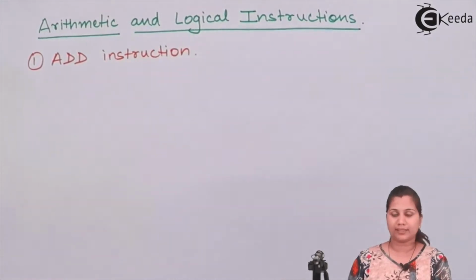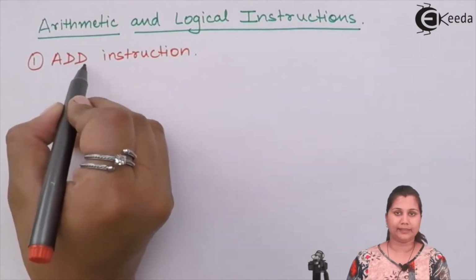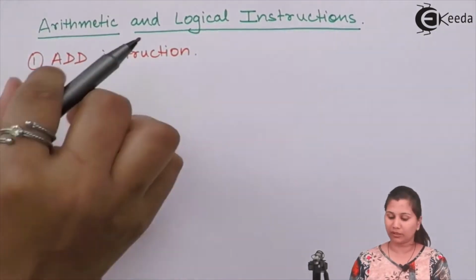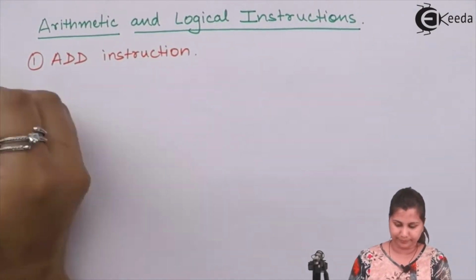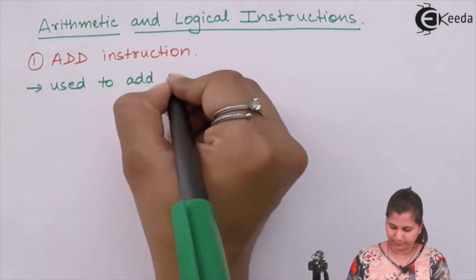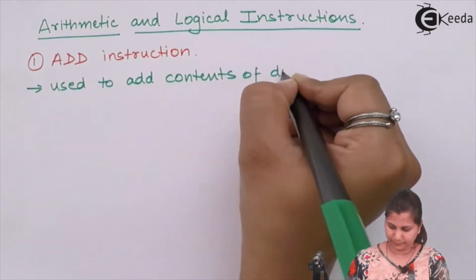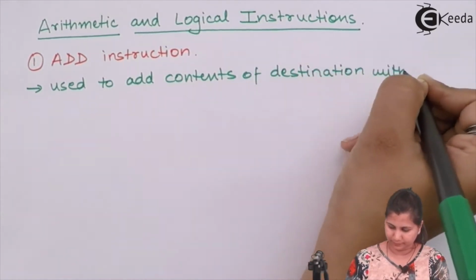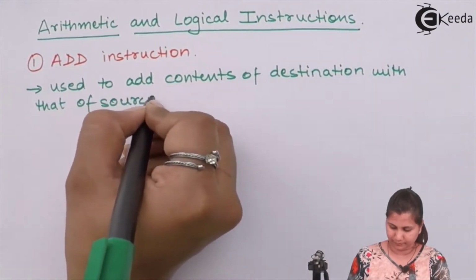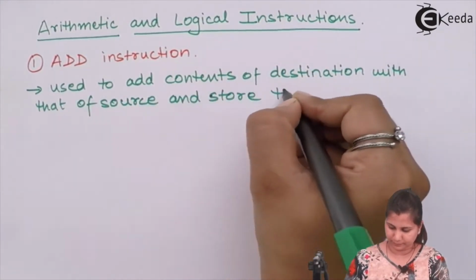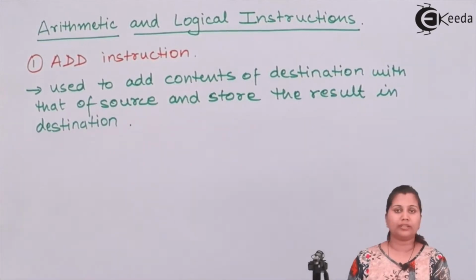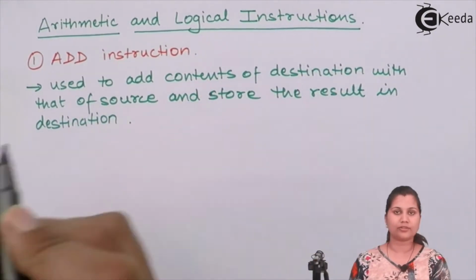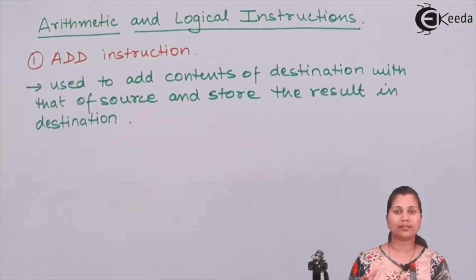So let us start with our first instruction, which is used for addition, that is ADD. The mnemonic of this instruction is ADD. So whenever we want to use this instruction, we are going to write ADD in the main program. This ADD instruction is used to add the contents of the destination and the source, and the result of this addition is stored in the destination.